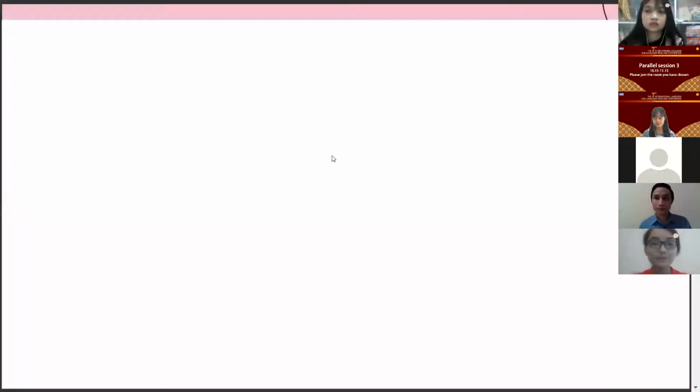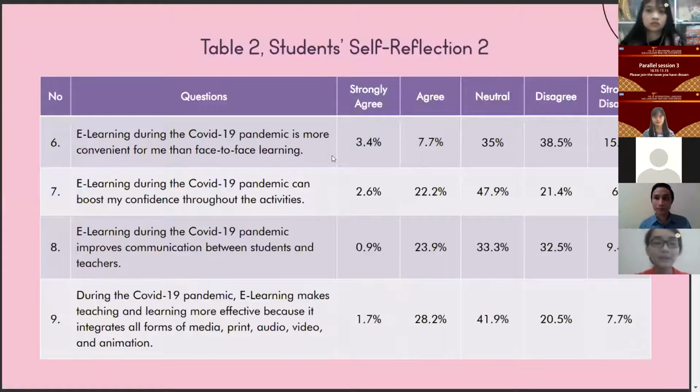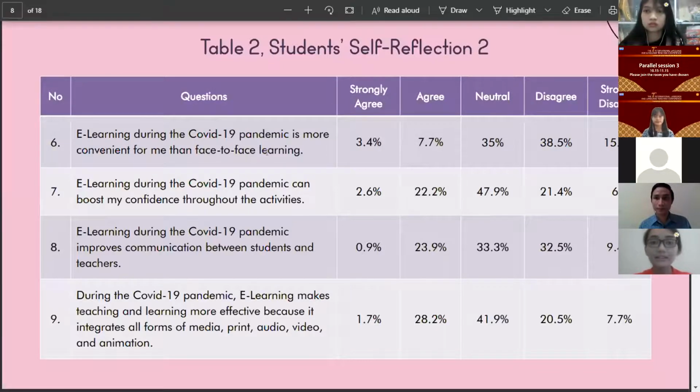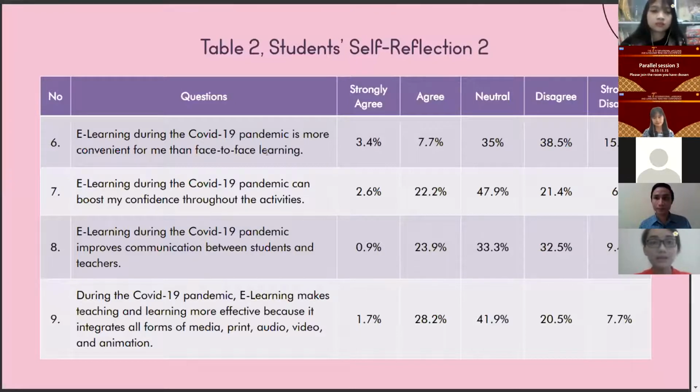In table 2, we can see that most respondents in this study thought that the implementation of e-learning was less convenient than face-to-face learning. It illustrates that integrating all forms of media, print, audio, video, and animation made teaching and learning more effective. Though the students knew that e-learning could increase their listening and speaking skills, table 2 illustrates that most students could not decide if e-learning activities were more effective than the traditional learning activities.